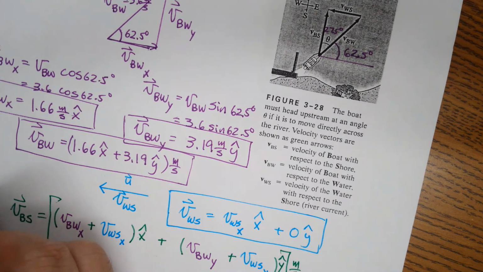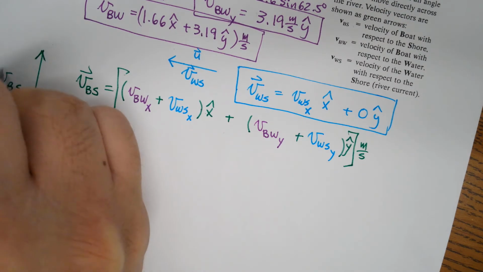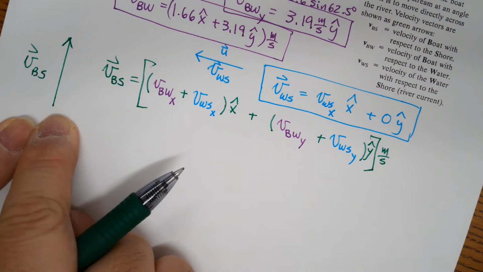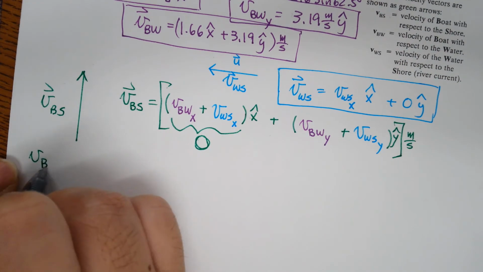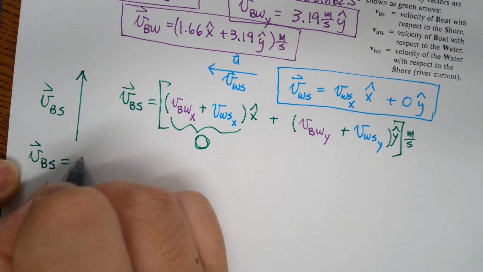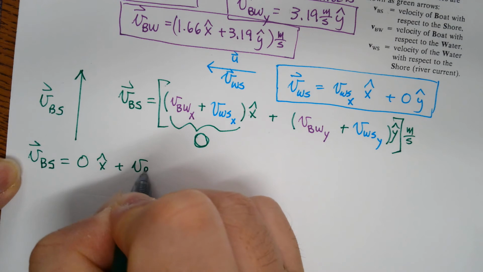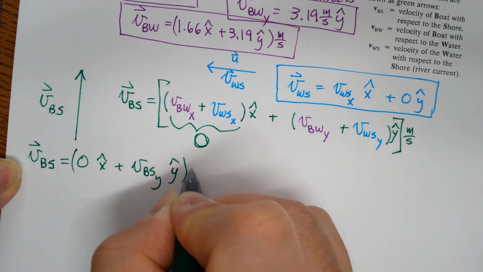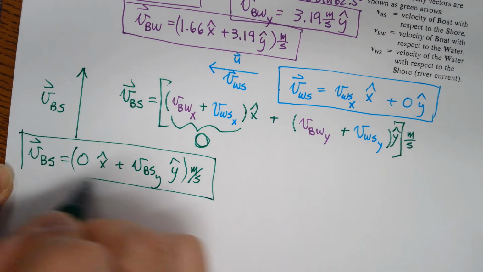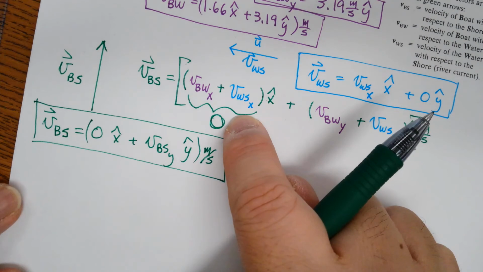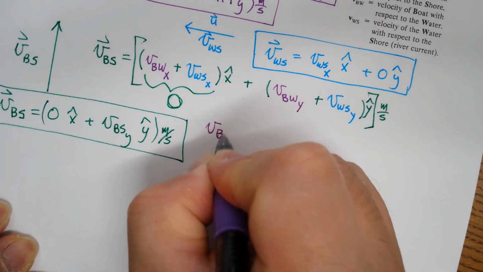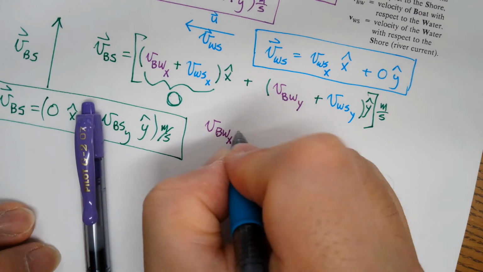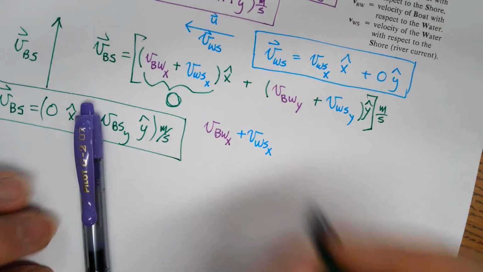However, since my VBS is going straight across, so this is my VBS, what's my x component for my VBS? 0. So we know it has to be 0. So VBS is equal to 0 x hat plus VBSY y hat meters per second. So we could set this up. Here we can say VBWX plus VWSX must equal 0.